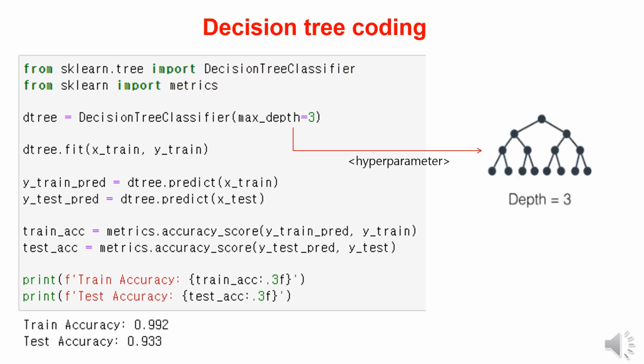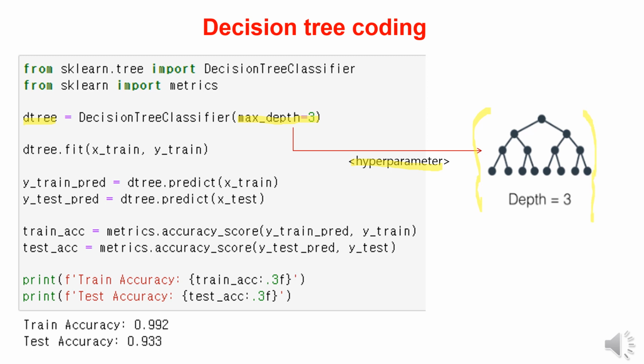After importing the decision tree library like this, we create a decision tree model with a max depth of 3 and store it in a variable called dtree. Here, the max depth is a variable that we can manually set in machine learning, known as a hyperparameter. It generates a tree structure with these 3 levels.